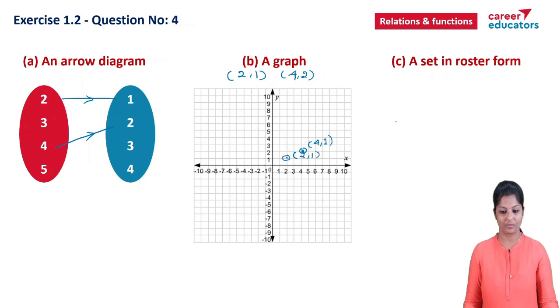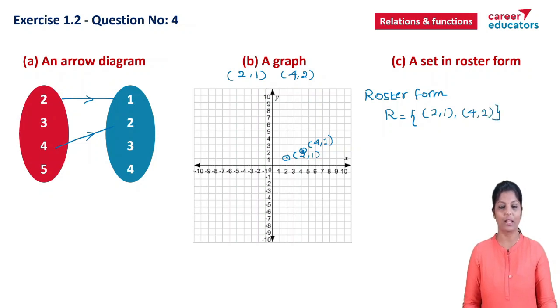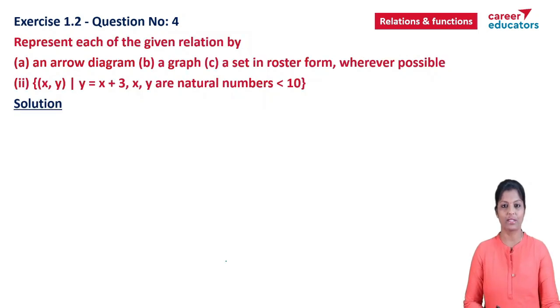Roster form: R equal to {(2, 1), (4, 2)}. Now we have represented this relation by a set in roster form. Next we are going to solve the second subdivision.